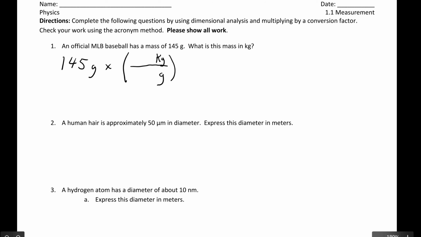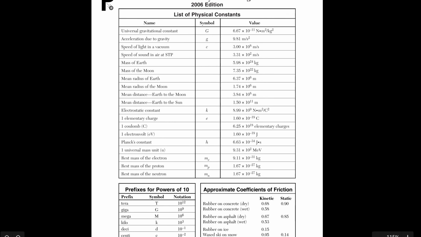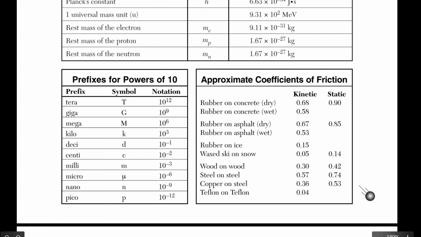You look in your good old physics reference table, on the front page, bottom left, and you find the prefix for kilo, or K, and it's 10 to the third. So what do you do with that information? Well, this means that 1 kilogram is equal to 10 to the third grams. So there's your conversion factor right there.